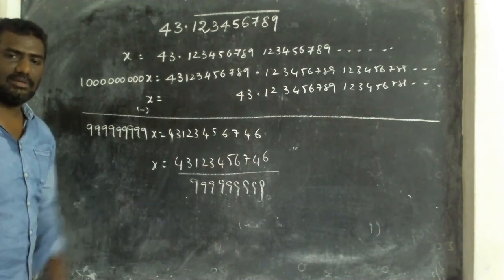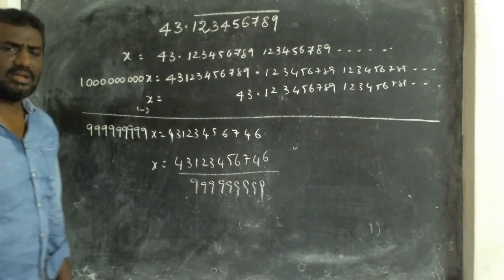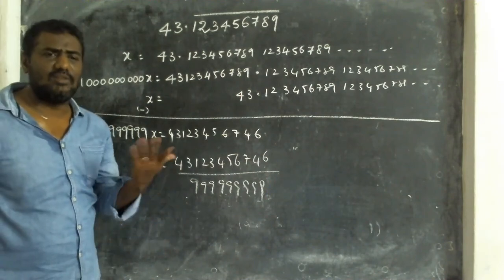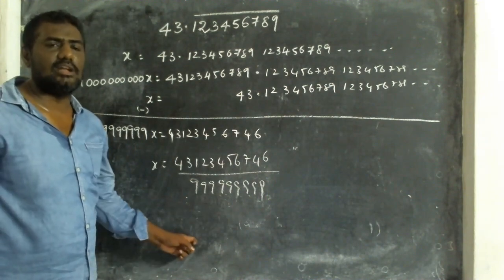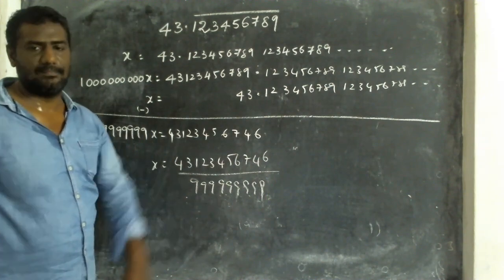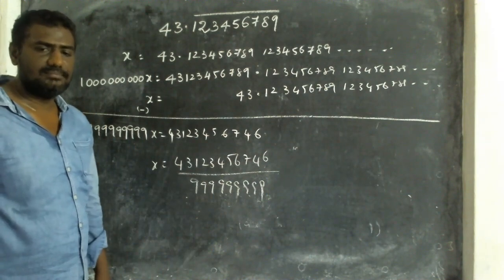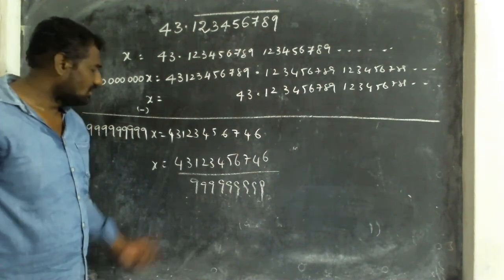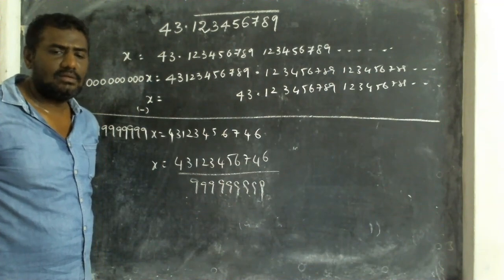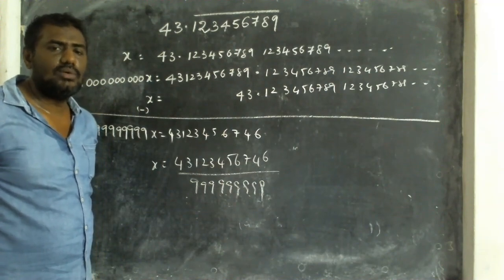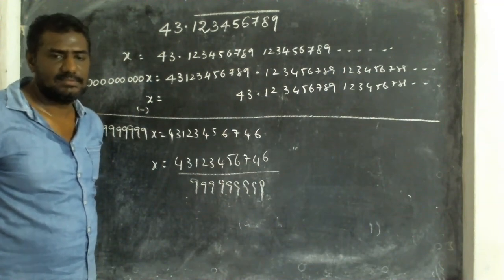Now we have to say something about the denominator. Here the denominator is not in the form of 2 power or 5 power. So that's why it is non-terminating but repeating. What do you have to write about the denominator? The denominator is not in the form of 2 power or 5 power.